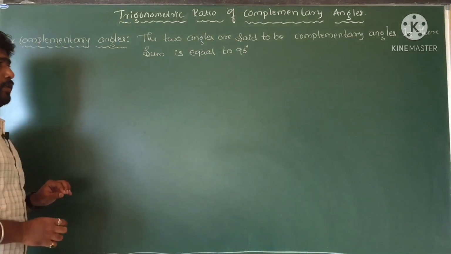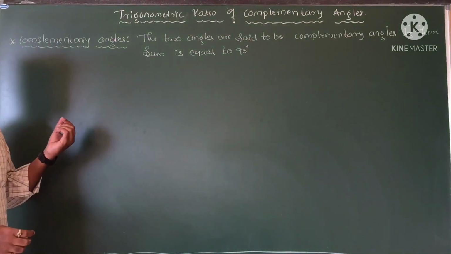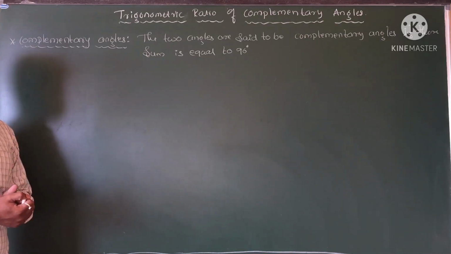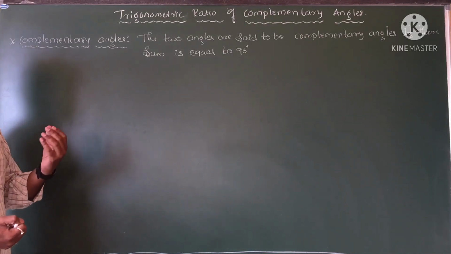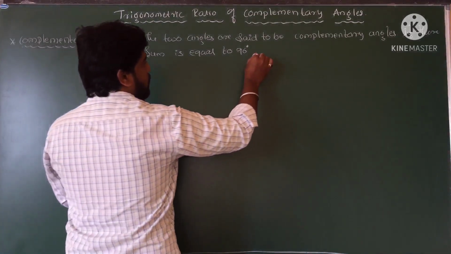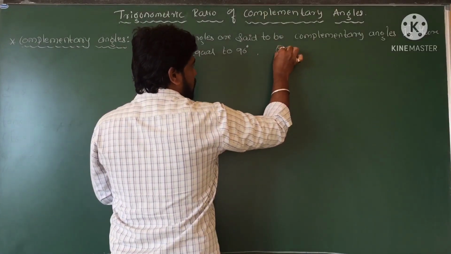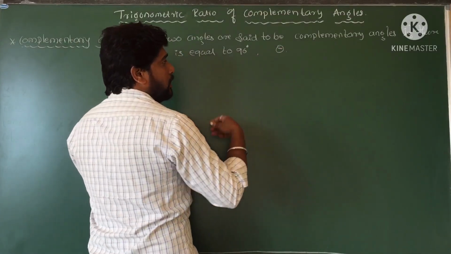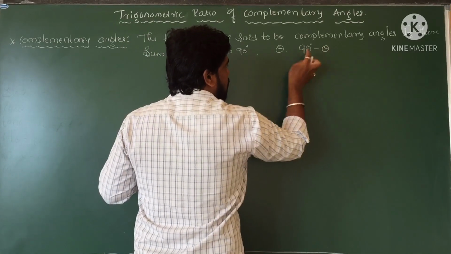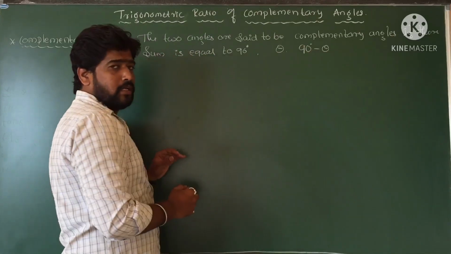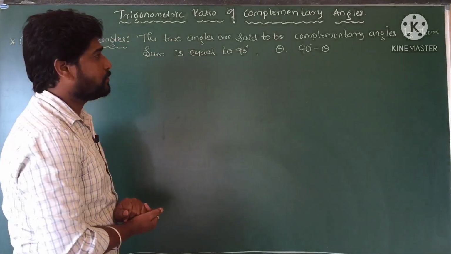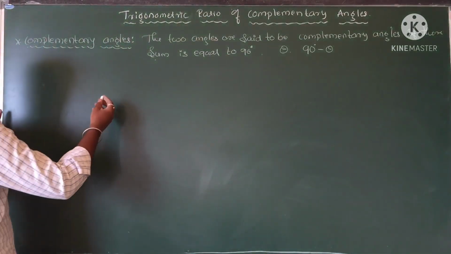So complementary angles means the two angles are said to be complementary if their sum is equal to 90 degrees. So here are two angles. I will consider one angle as theta. Then automatically the other angle becomes 90 minus theta. The sum of these two angles is 90. So add these two, we will get 90. Is it clear? So one example I will consider here.